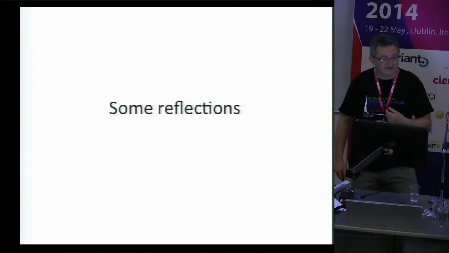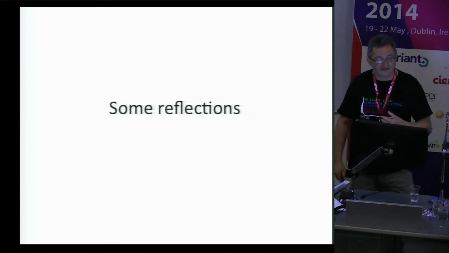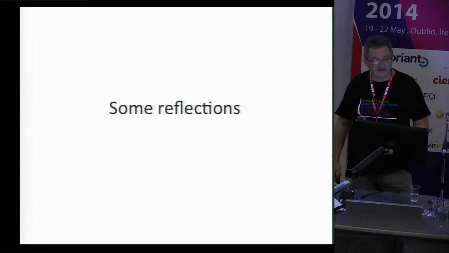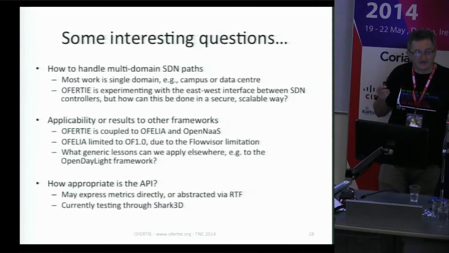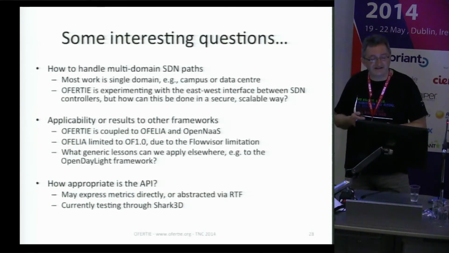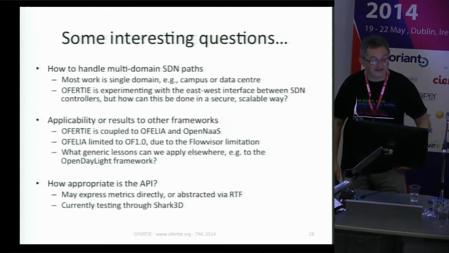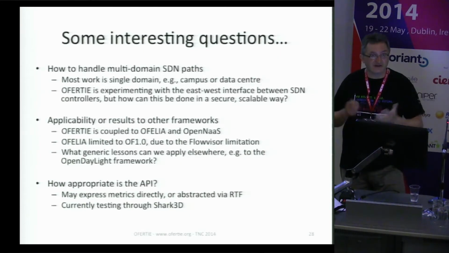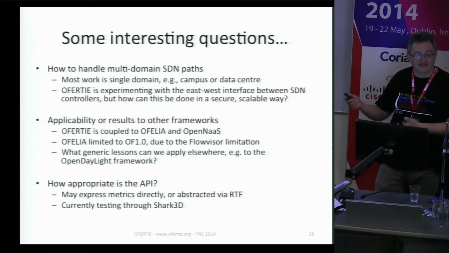And just to close up, just some reflections on some of the things we've learned and some of the sort of questions maybe for the community here. I think one of the first things, obviously the classic problems we have is how to handle multi-domain SDN paths. That problem has been described in many talks this week and in the demo that SurfNet did, for example. So most of the things that are happening with SDN are provisioning in a single domain. So that might be a data center, it might be a campus.